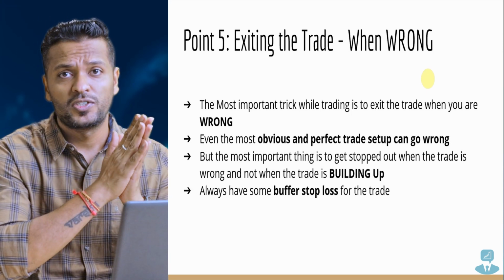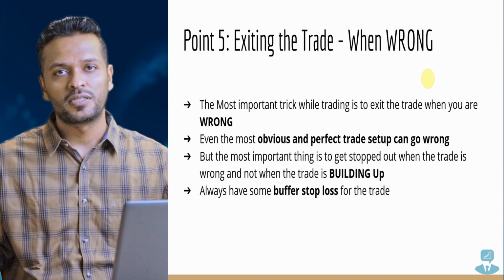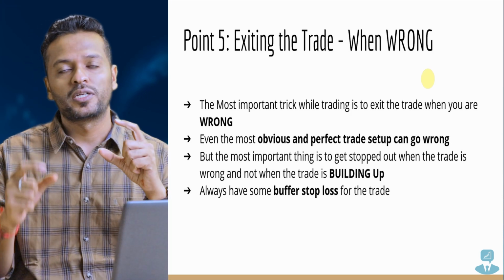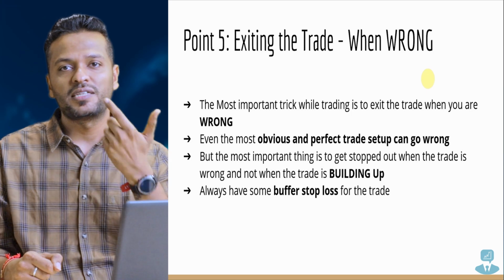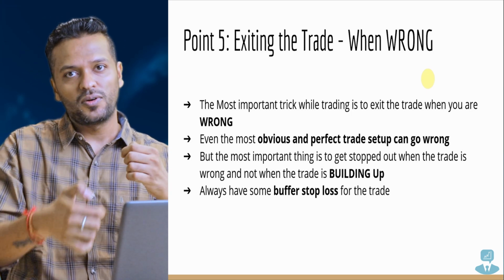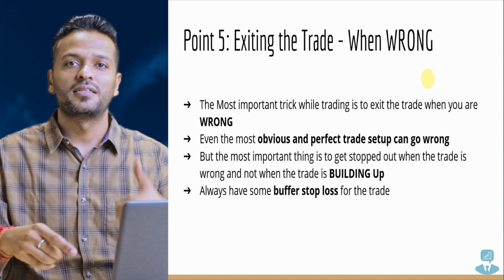And always have a buffer stop loss. When I say buffer stop loss, don't have a huge stop loss which disrupts your risk to reward ratio. Have a stop loss which is within the risk to reward ratio, but always slightly conservative, because sometimes trades have a tendency to give a false break and then make a move. So don't get stopped out in the false break. Have a slightly conservative stop loss and then ride the gain in the market.